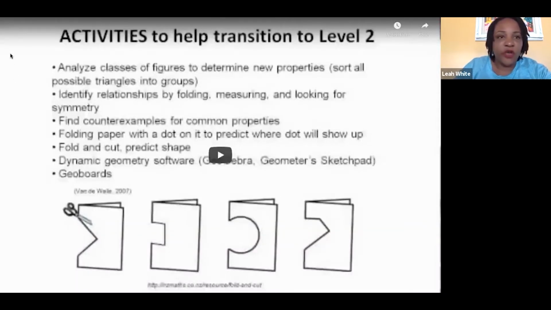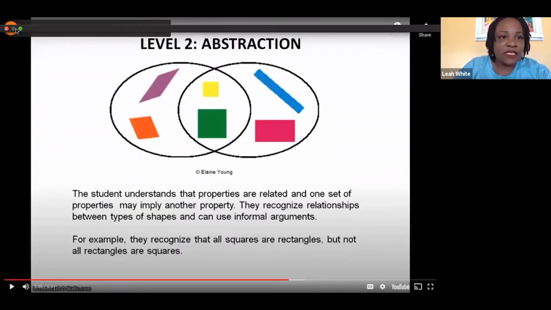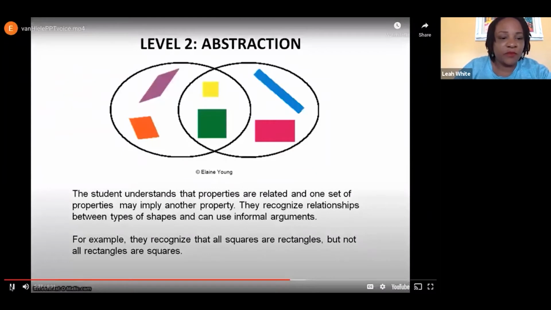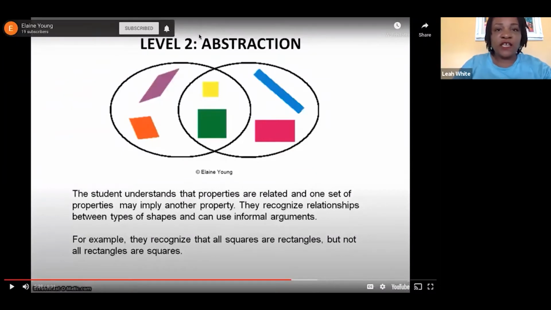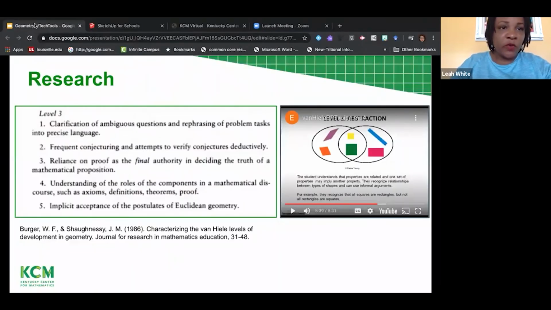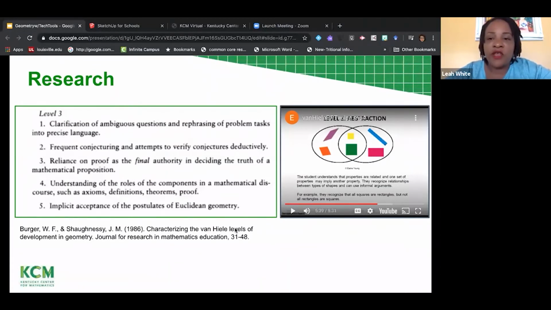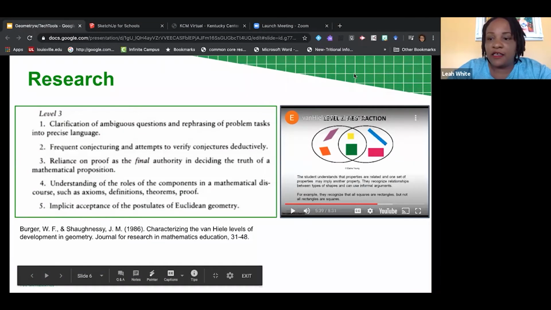All right, so Level 2, let me minimize this. Abstraction. Hold on just a second. The student understands. So if you could, in the chat, while I'm getting back to the PowerPoint, could you share with us or the group, why do you think it is that high school students are not ready, or what experiences are they lacking that's prohibiting them from being ready for level 3 in geometric thinking? What do you guys think?